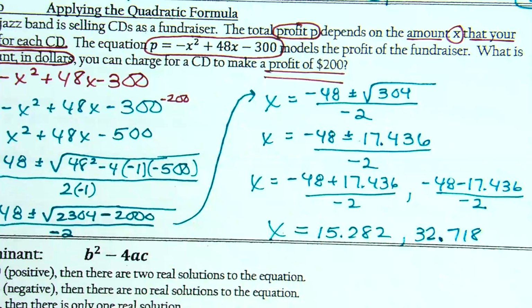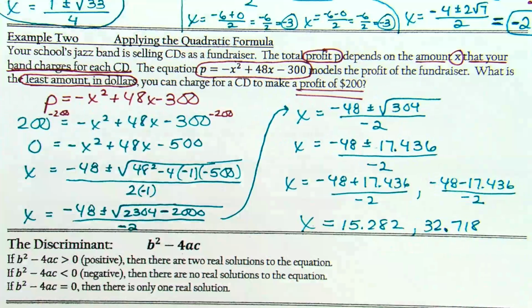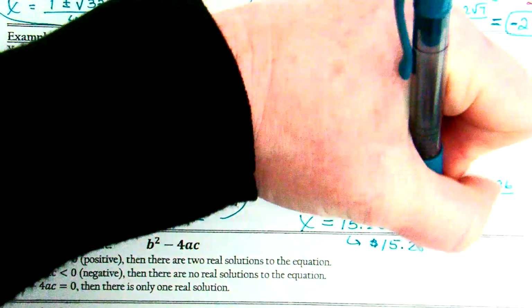Nice. Are these both answers? Yes. What was my question? At least one. What is the least amount in dollars you can charge and make a profit of $200? So which answer do I want to give? And that's going to be $15.28.